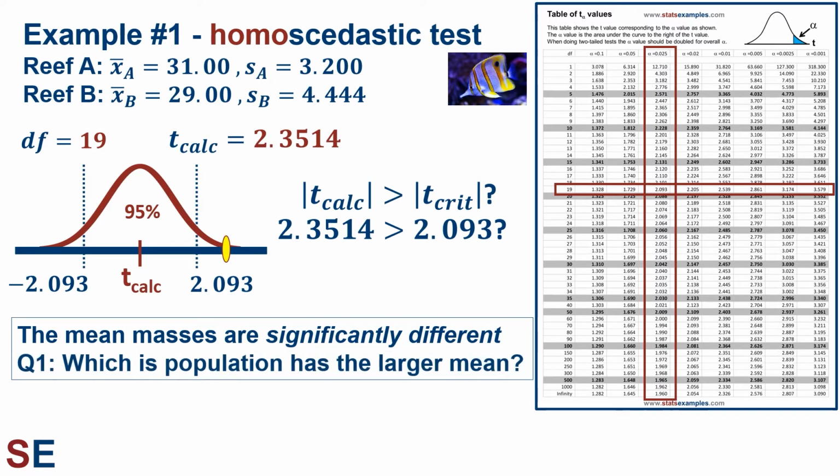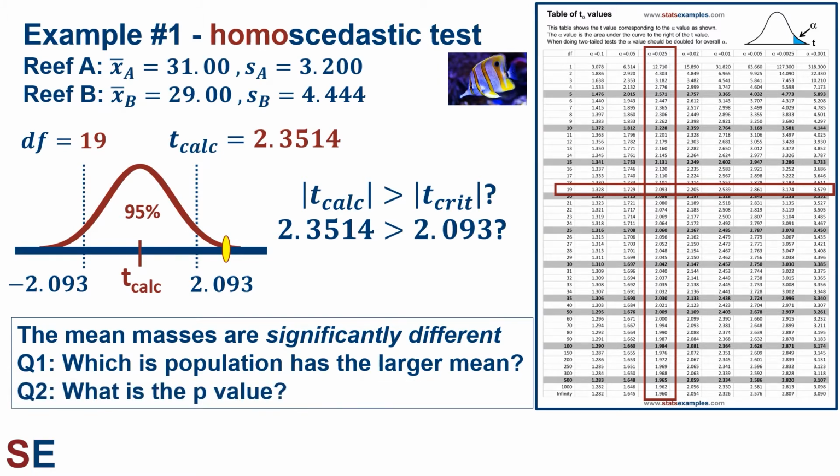First, which population appears to have the larger mean? That's easy. We just compare the sample means, and that tells us which population mean appears larger. Of course, if our result wasn't significant, the sample means wouldn't tell us anything. But it is, so they do. Second, what is the p-value of our test? For this, we'll need to examine our t-table in more detail.